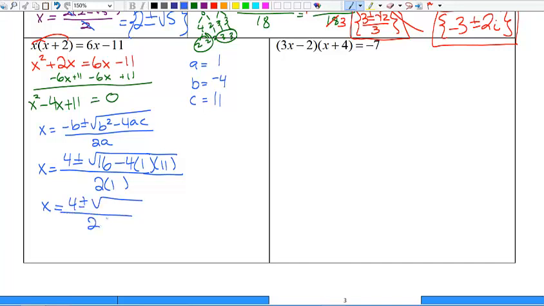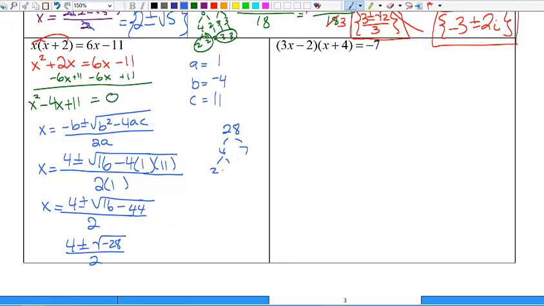Let's carefully work out underneath the radical. There is only one negative, so that's going to stay negative. 4 times 1 is 4, times 11 is 44. And 16 minus 44 is negative 28. So on this side, negative 28, I can reduce that radical.